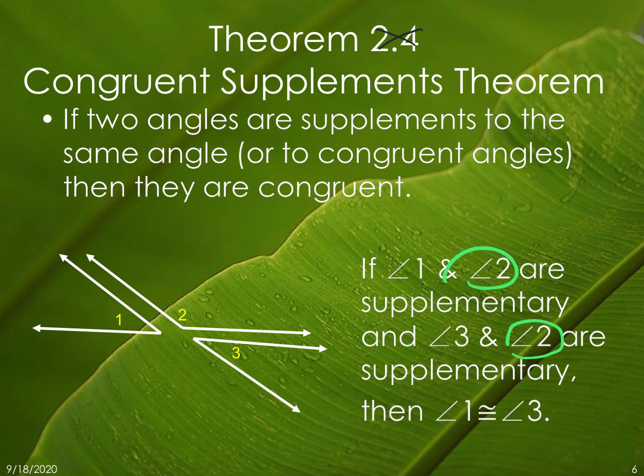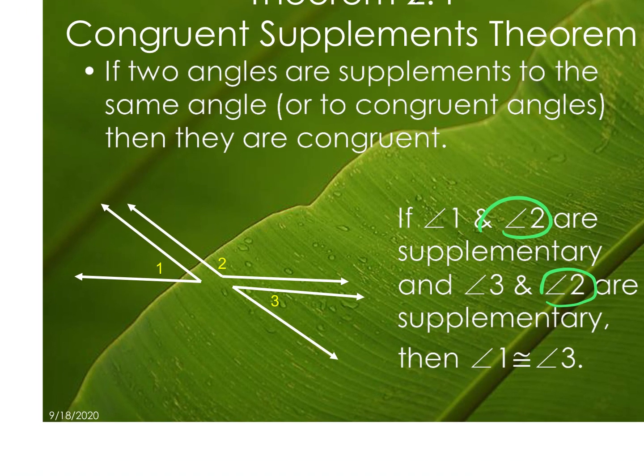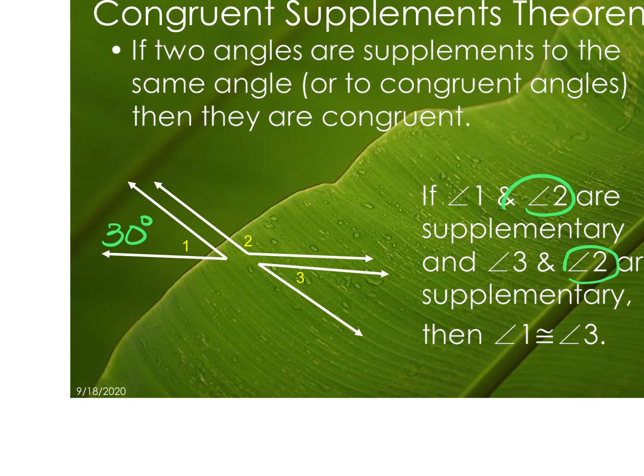Let me add in some numbers so you can see it a little bit better. So let's say I told you that angle 1 was 30. If I know that 1 and 2 are supplementary, if you know that supplementary angles add up to be 180, then I'm going to do 180 minus 30 to get the measure of angle 2. And that's going to give me 150.